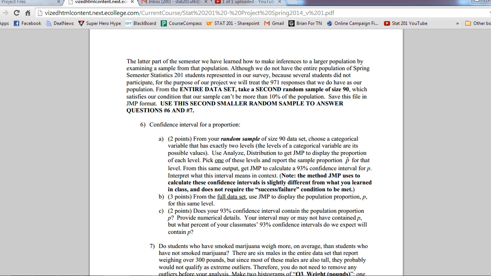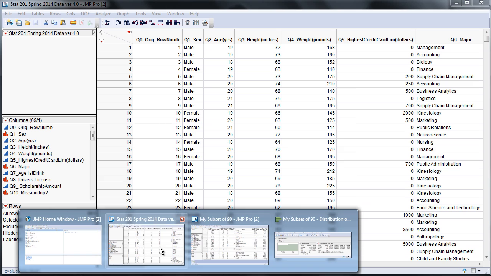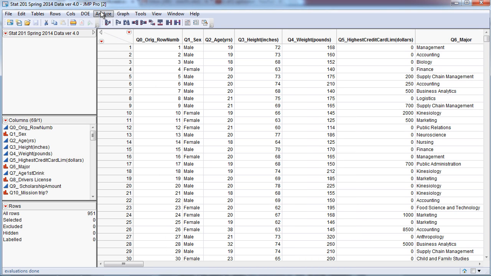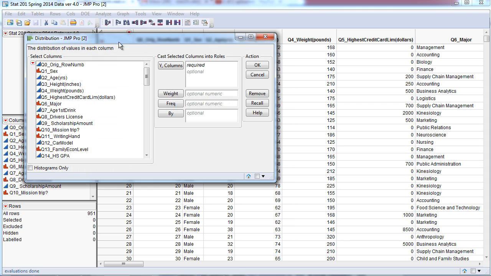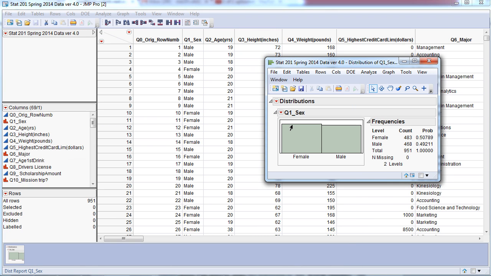Going back right here, from the full data set, use jump to display the population proportion for this same level, which the population proportion is what we're always trying to estimate with a confidence interval. So I go to my full data set. To display the population proportion, we can go right here to Analyze Distribution, and we can go to sex again, click it, and we're just going to stack it. Now, I want you to realize something here. If this is the population, we would not ever make a confidence interval. Confidence intervals are made from samples to estimate population parameters, because this is the truth. This is the truth right here.